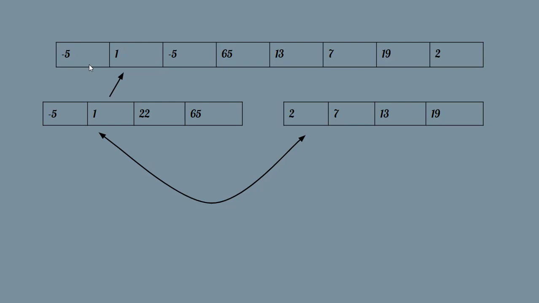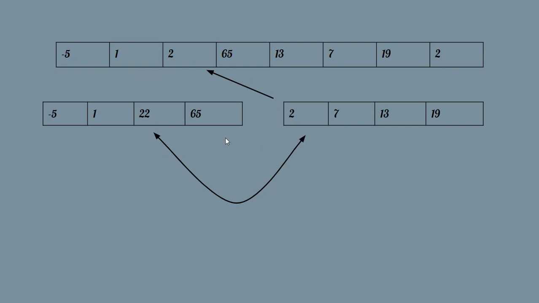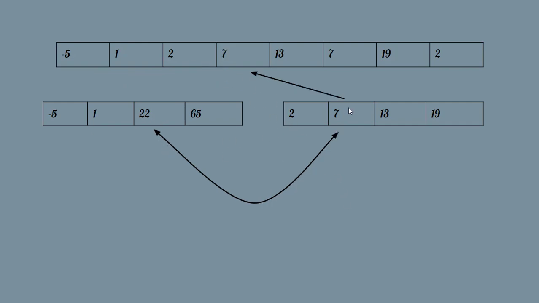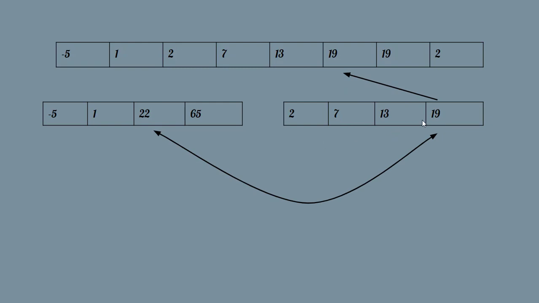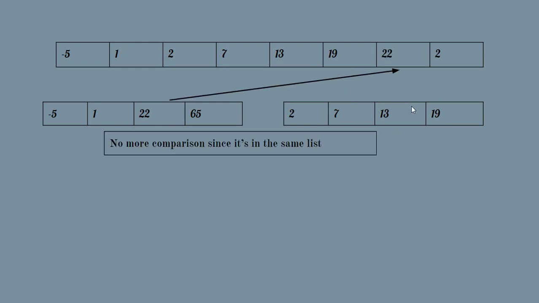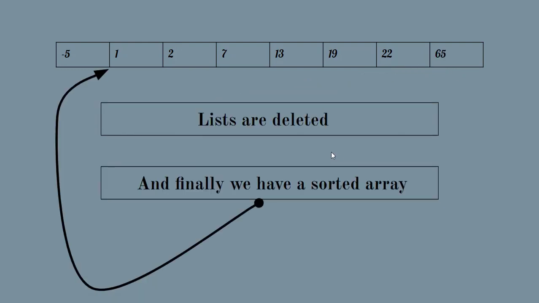And this carries on. As you can see, 22 and 2 is compared, 2 goes up. 22 and 7 is compared, 7 goes up. 22 and 13 is compared, and 13 goes up. 22 and 19 is compared, and 19 goes up. Now, as you can see, we don't have any other element in the second list to check from, so there is no comparison since it's in the same list. Now, 22 just directly goes, and 65 directly goes.